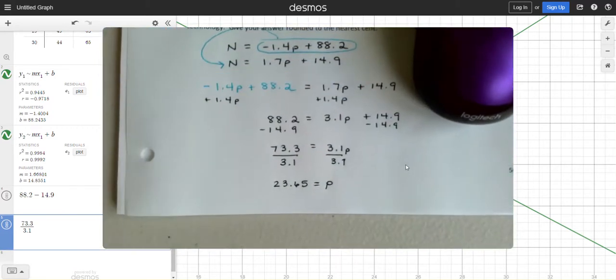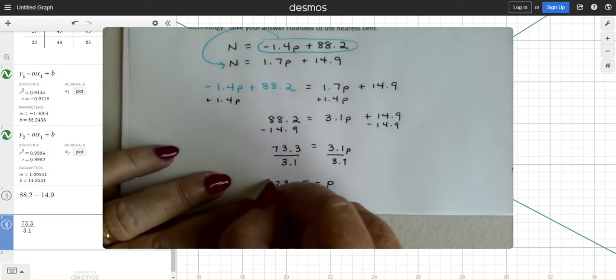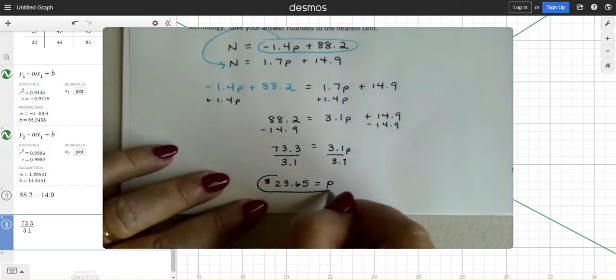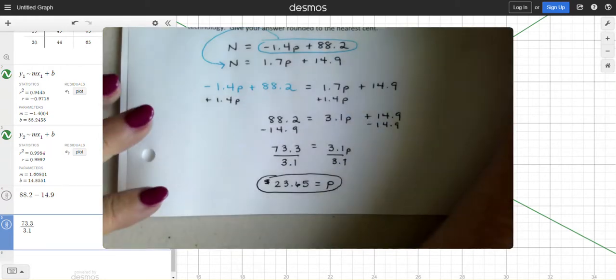And there it is written out with the algebra. So it said at what price point will demand and supply be the same? At a price of $23.65, it all works out perfectly, right? The suppliers create or manufacture exactly the number of pairs of jeans that the consumer demands. And we have this nice even outcome. All right, let's verify that with our graph.